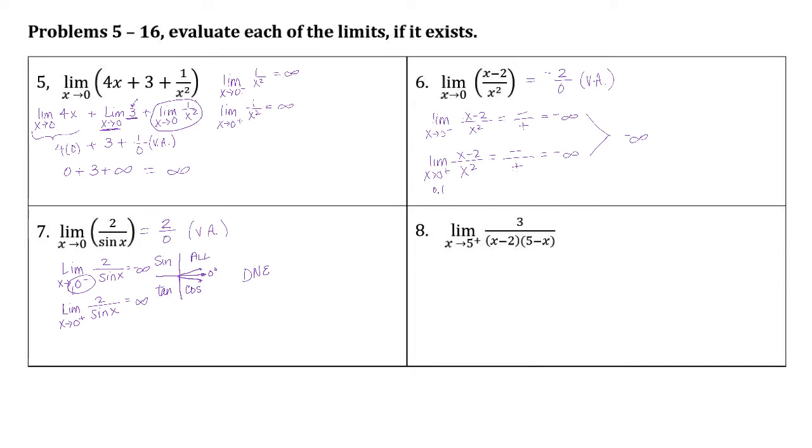Now on number 8, notice that we are just approaching from one side. So we need to sub in something just a little bit to the right of 5. So let x be 5.1. When we do that, we have a positive on top. We have a positive for the first parentheses, and we have a negative for the second. So that's going to let me see that we are tending toward negative infinity.